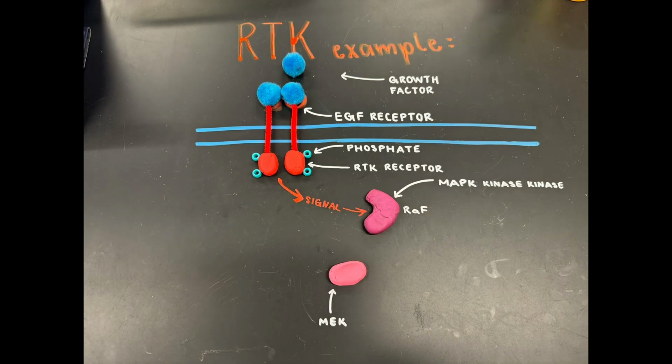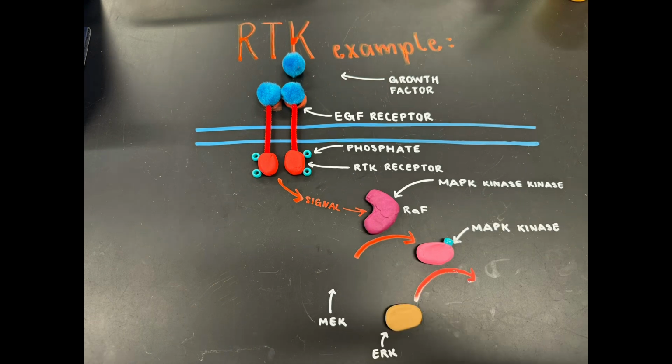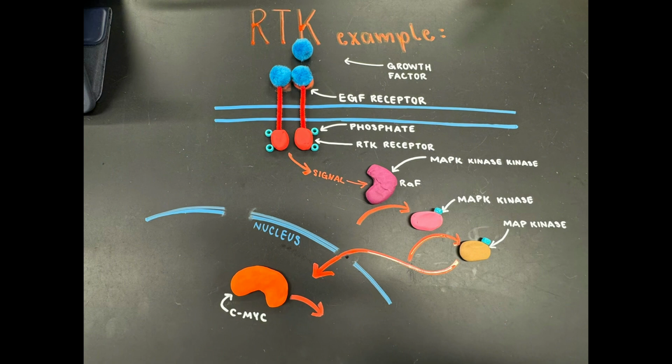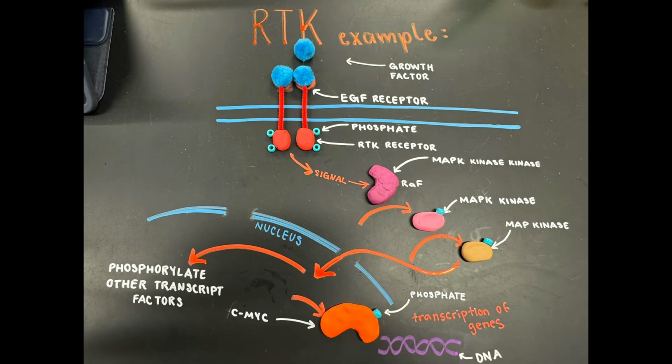RAF phosphorylates and activates MEK, a MAPK kinase, which in turn phosphorylates and activates ERK, extracellular signal regulated kinase. ERK enters into the nucleus and phosphorylates target proteins. In the nucleus, CMYCR is phosphorylated and undergoes the transcription of genes promoting cell growth and division.